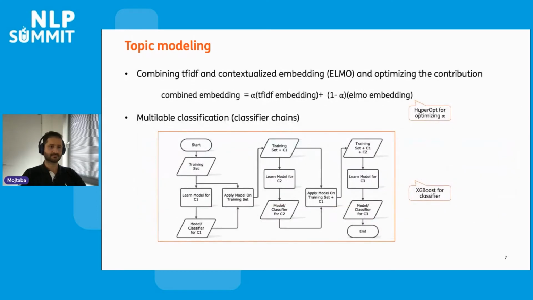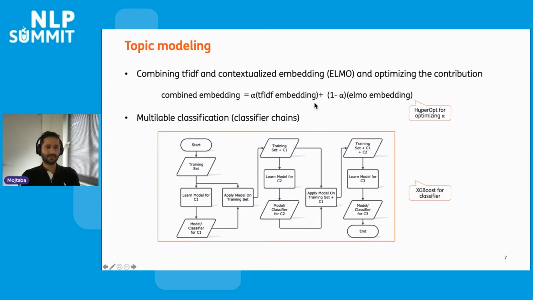The fact that embedding and multi-label topic modeling is an important component here, I'm going to explain a little bit further on that. So as I said, basically we decided to have a combination of TF-IDF and ELMO as a contextualized embedding for our conversion of our text into numerical values. And we try to further optimize that because it was going to help our models to perform better. What's the contribution of TF-IDF and ELMO embedding in our combined embedding? We use hyperopt to optimize alpha in this case.